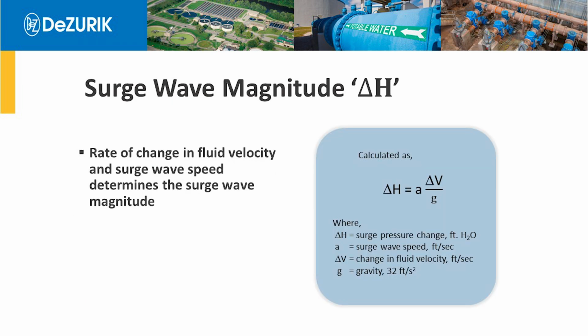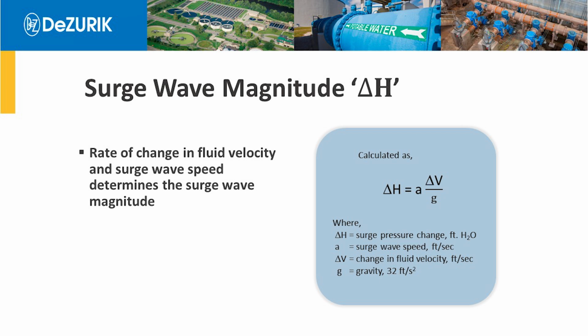The way that we do that is we use what we call Joukowski's equation to do a quick calculation or estimate of the surge pressure. And we can do this without using any high-level transient analysis software. The surge wave magnitude and pressure, either positive or negative, is designated by delta H. That's calculated by the wave speed times the change in velocity divided by gravity.